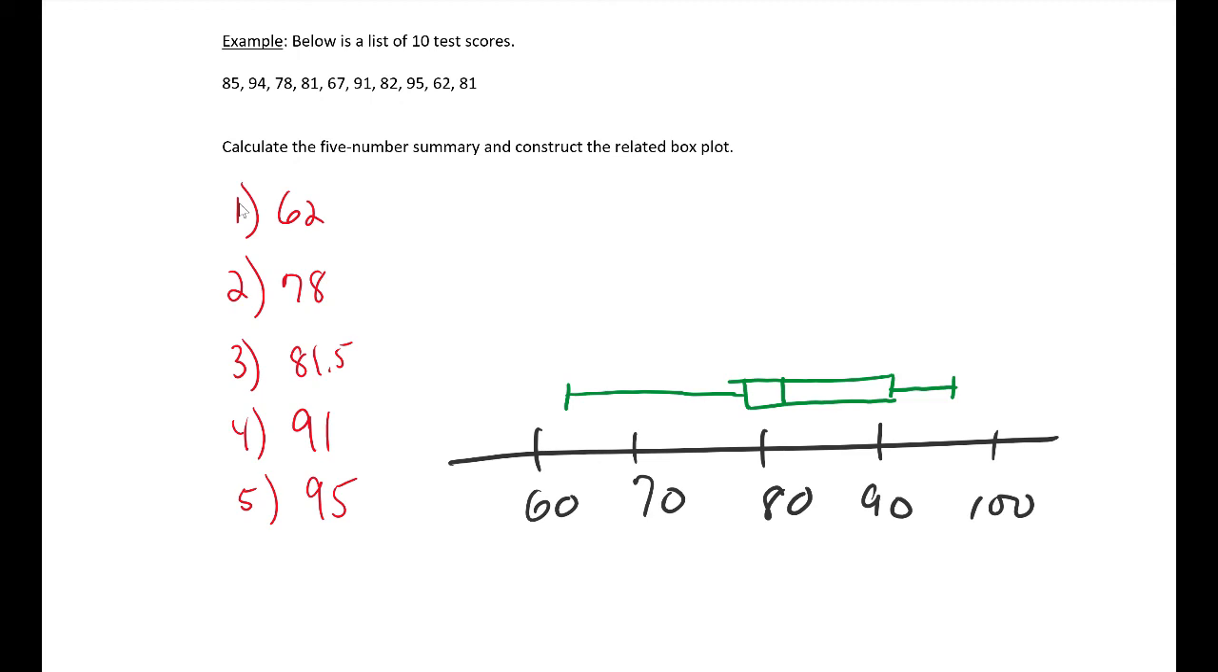All right. So there you go, folks. That's how you quickly and efficiently find your mean and your 5-number summary using the calculator. Catch you in the next video.